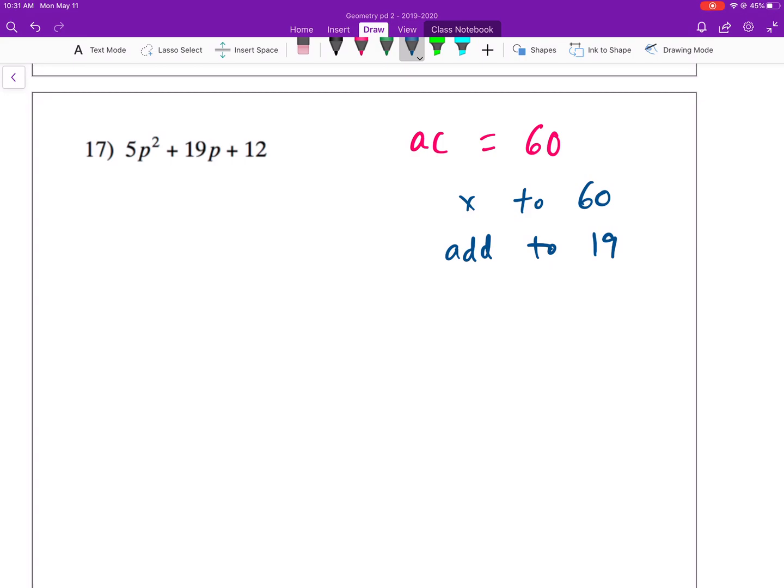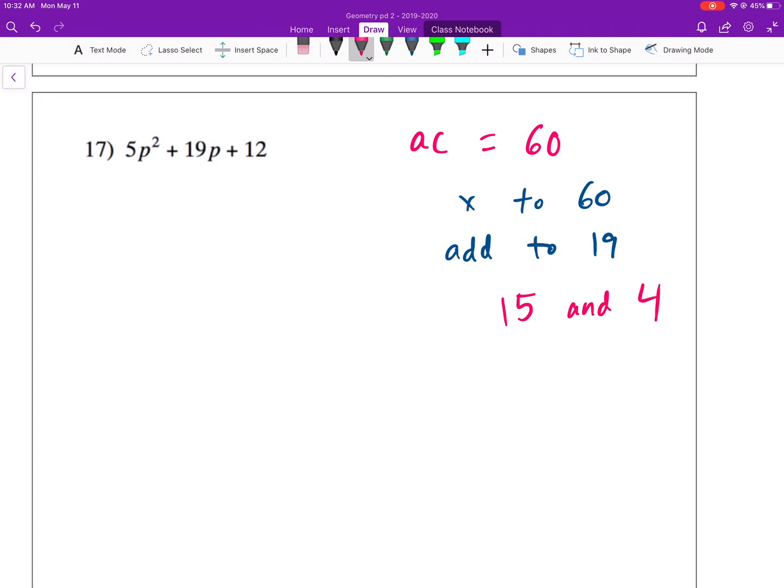So what I did initially, I was just working very, very quick. I was like, all right, 5 times 12. Yep, that adds to 19. No, it doesn't. 5 and 12 adds to 17. So be careful. What are the two values that multiply to 60 and add to 19 positive? So positive values all around. It would be 15 and 4.